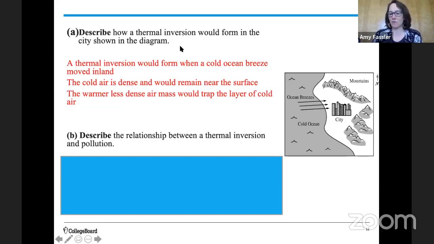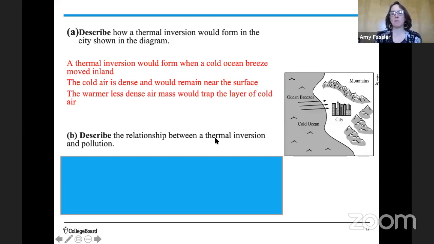They told me it was a thermal inversion. So they didn't say like, what is this process? That's pretty picky and like a little fact. They want me to be able to explain and describe the process, not just name it. So cold air mass comes in from the ocean. That cold air mass is dense and it isn't able to rise.